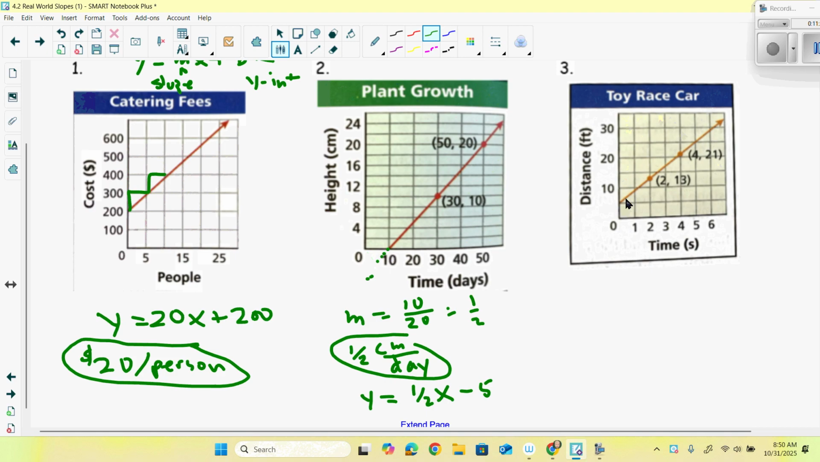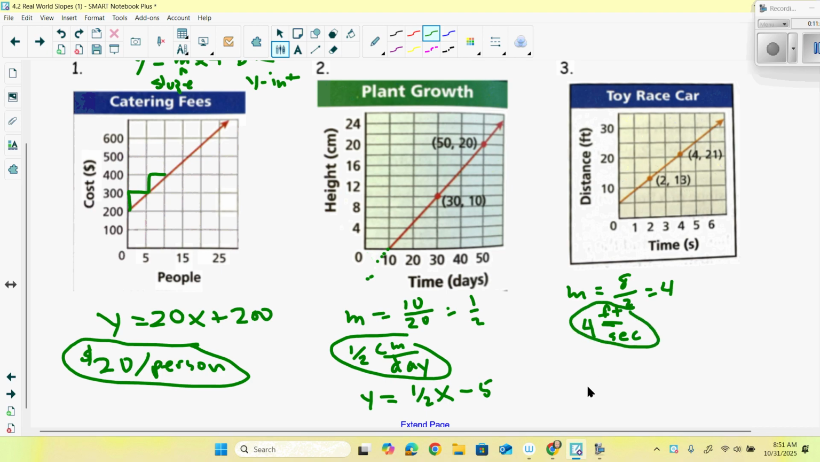Toy race car, got some numbers here. So I'm going to start again with my M. I'm going to do 21 minus 13, and I'm going to do 4 minus 2. That is a unit value of 4. And so I'll just maybe get a bit lazy now right here. 4, and my units are feet per second. Okay, so there's my answer here.